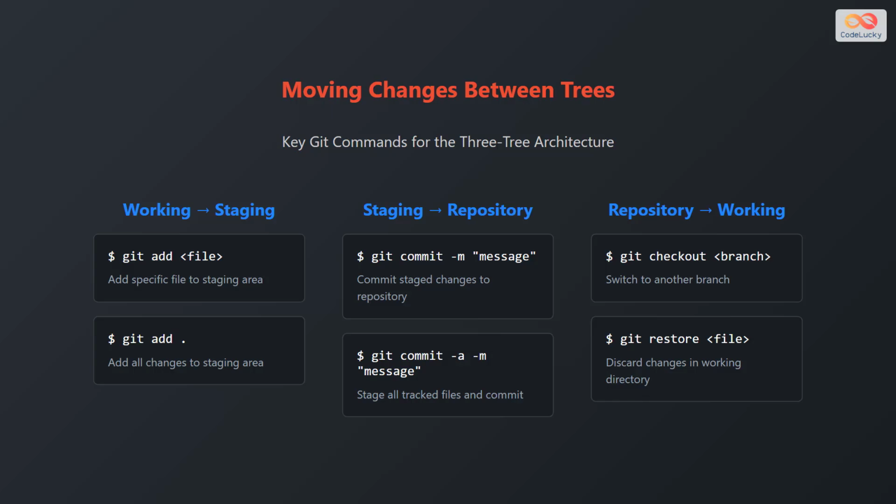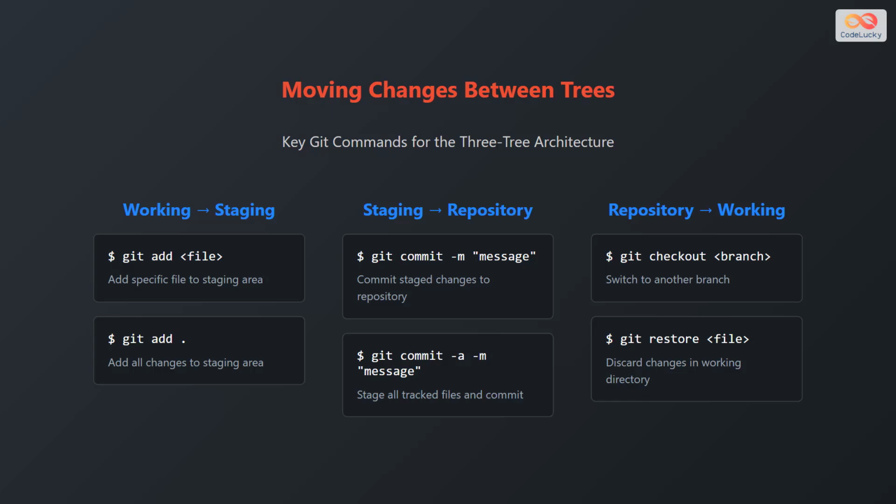To move changes from the staging area to the repository, you will use the git commit command. Typing git commit -m, followed by a message, commits the staged changes to the repository. The message provides a description of the changes you're committing. git commit -am, followed by a message, stages all tracked files and commits them in one step.